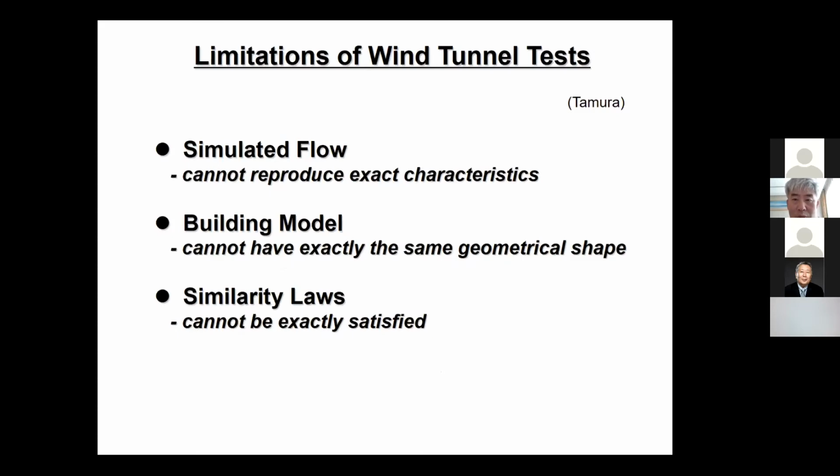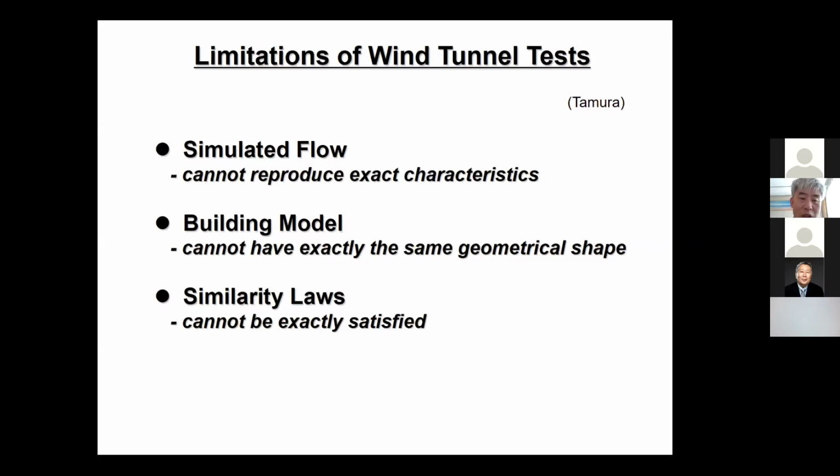But still, as Professor Pamela has said, for wind tunnel tests, no matter how careful you are, there are still some limitations. We cannot reproduce the exact flow characteristics, because, for example, the turbulence scale is very difficult to model in a wind tunnel. And for the building model, we use a small scaled model, for example 1/400, or sometimes 1 to 1,000, a very small model.